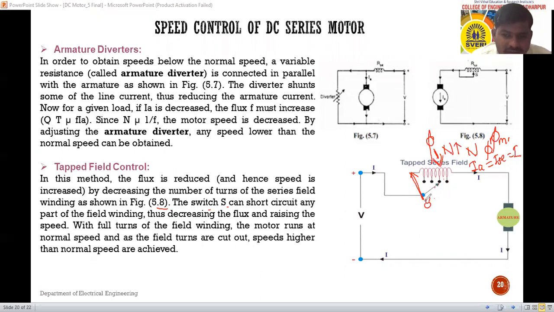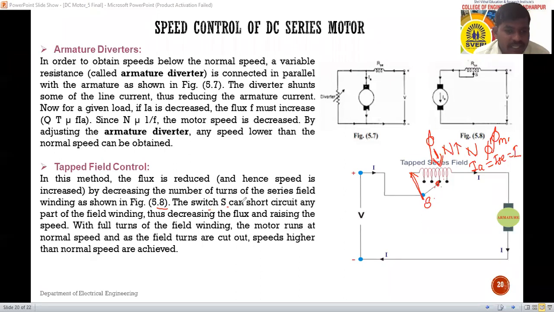Again, by connecting this switch to any tapped point, some of the number of turns on that winding will be reduced. If the number of turns is reduced, the flux will be reduced, and if the flux reduces, then the speed of the motor will increase.